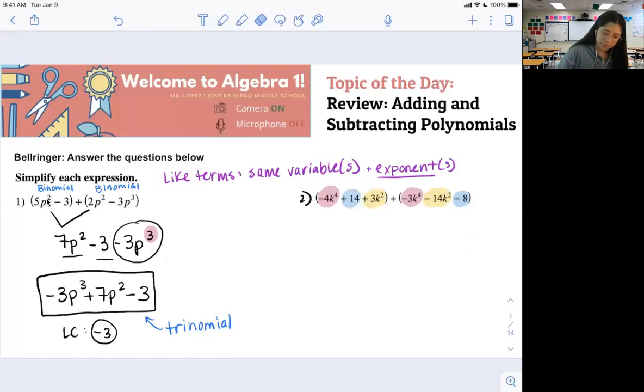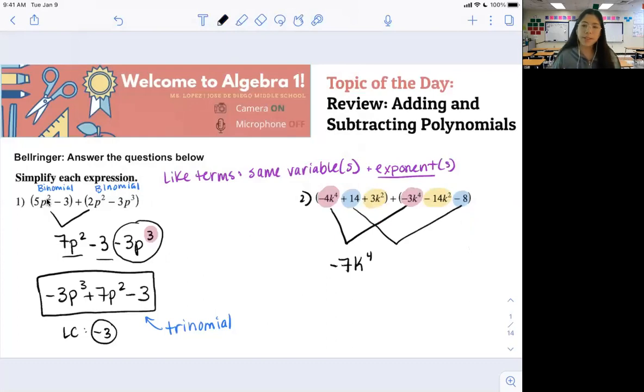Okay. Now let's go ahead and put them all together. So -4 and -3 gives me? -7. Good. -7k to the power 4. 14 minus 8 is 6. And then 3 minus 14 is -11.